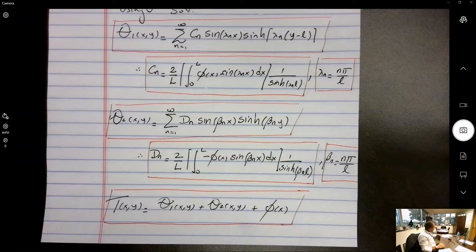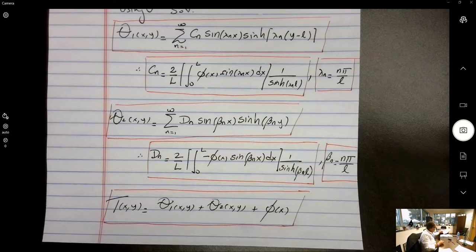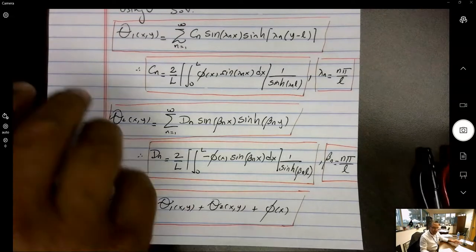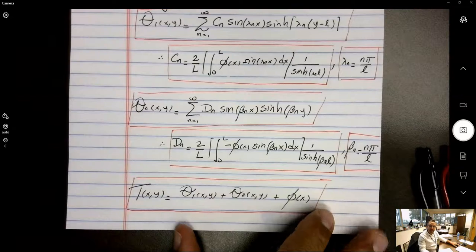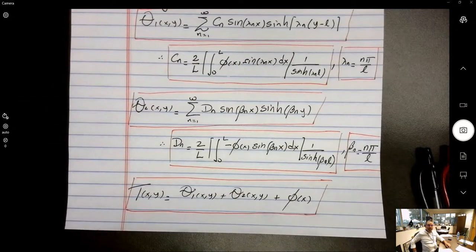So that's it. As I said, there are many different combinations with which we can implement superposition so as to make separation of variables work properly. And we'll see this also in transient problems in our next lecture.